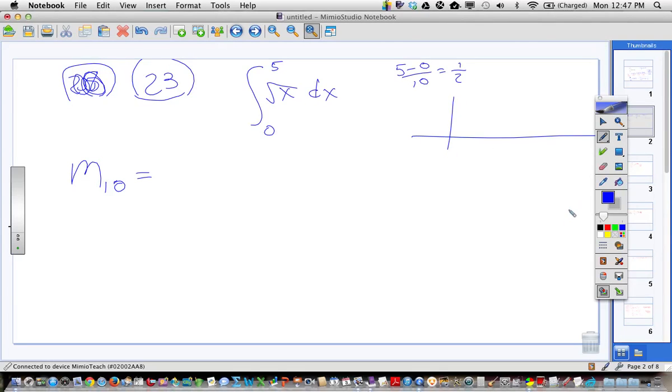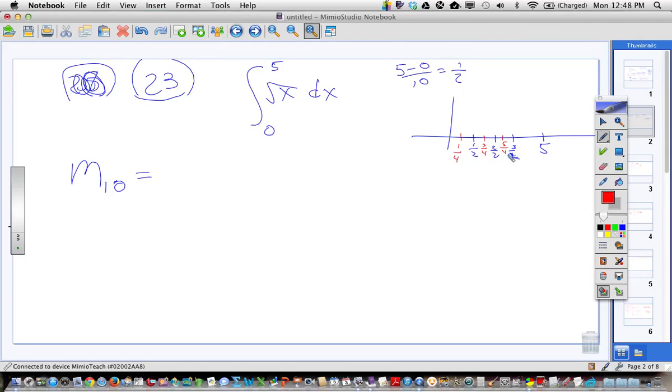So I want to make myself an x-axis here. I'm going from 0 to 5. So my first one's going to be at 1/2, and then 2/2, and then 3/2, and so forth. So there's my width. 1/2, 2/2, 3/2, 4/2, on and on, all the way out to 5. But these are midpoints. So where's my first midpoint? At 1/4. Where's my next midpoint? It would actually be at 3/4, and the next one at 5/4.